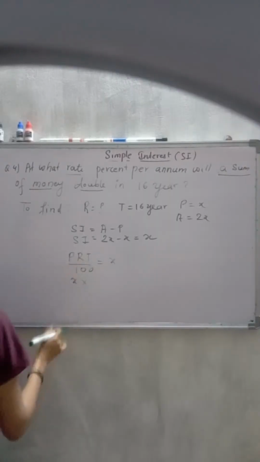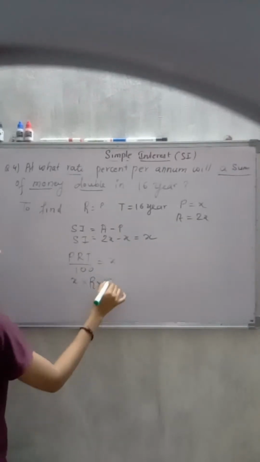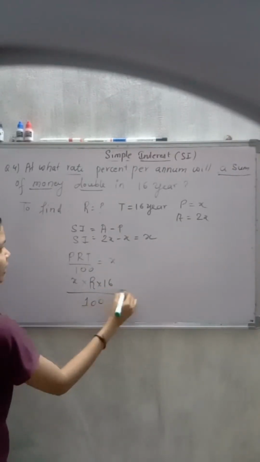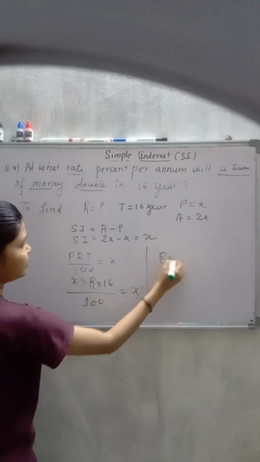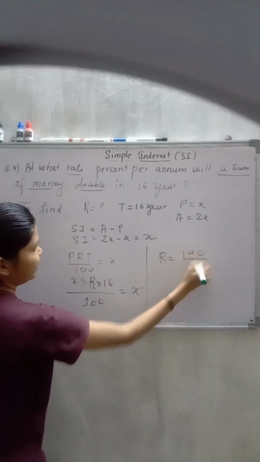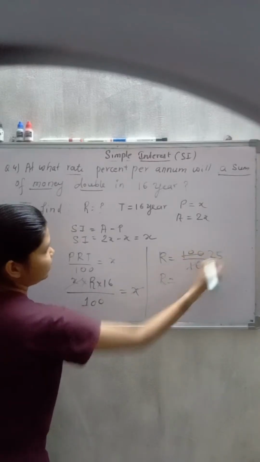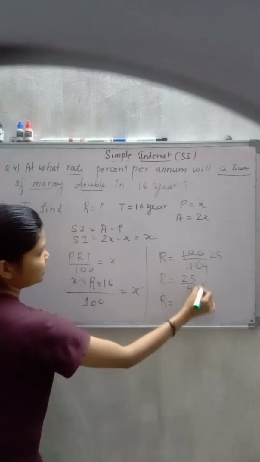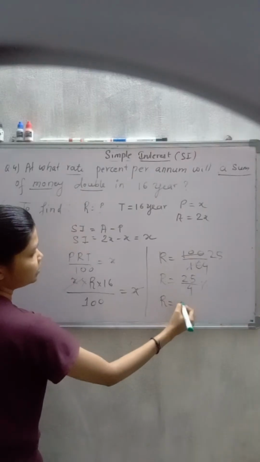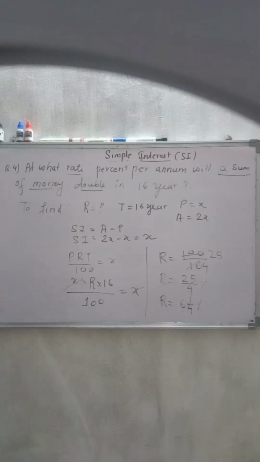We want to find rate of interest. Time period is given as 16, divided by 100 equal to x. X will get cancelled out. So rate of interest will be 100 divided by 16. 4 4s are 16, 25 by 4 is rate of interest. 25 by 4 means 6 1 by 4%. This is the required rate of interest.